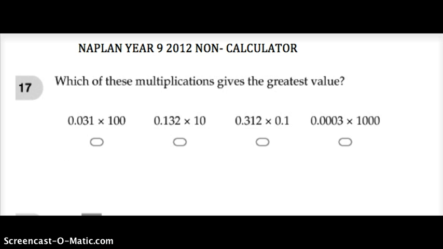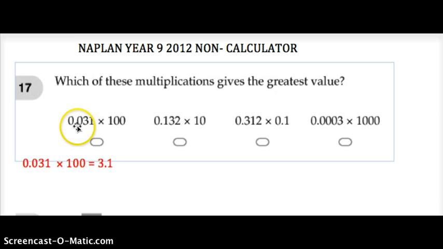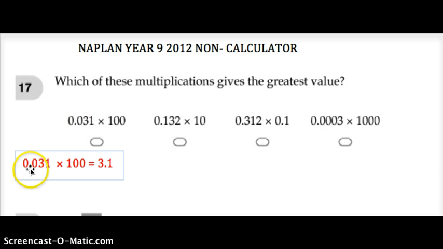Okay, question 17 of the 2012 non-calculator paper. Which of these multiplications gives the greatest value? Pause the video and attempt the question. Now, looking at the first one, remember this is the non-calculator section, we want 0.031 times 100. So we'll start where the point is, and when you multiply something by 100, you move the decimal point 2 places to the right to make the number bigger. So from here we jump 1 and 2, and the decimal point will end up in between the 3 and the 1. So you'll end up with 3.1 for the first one.